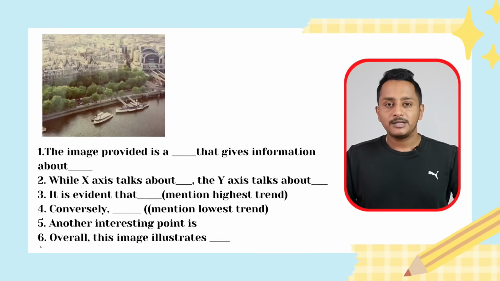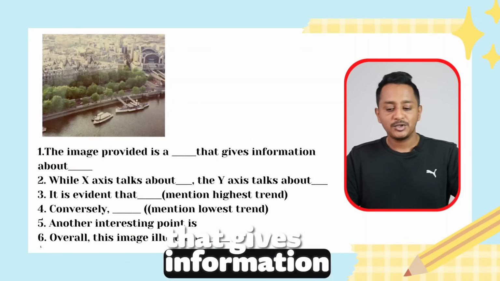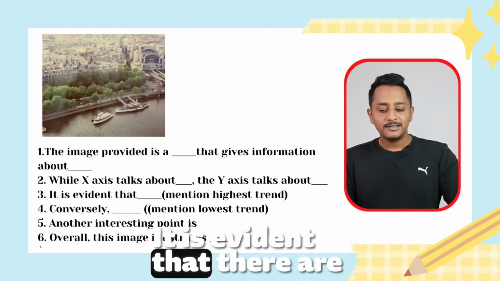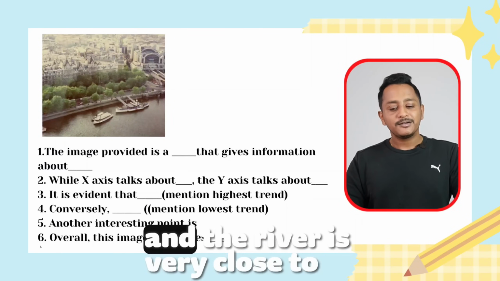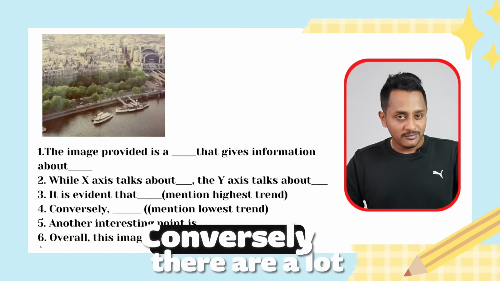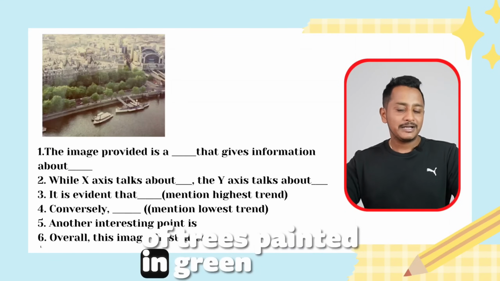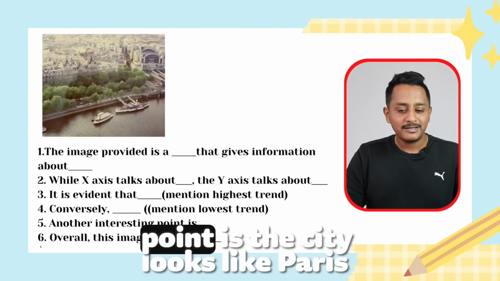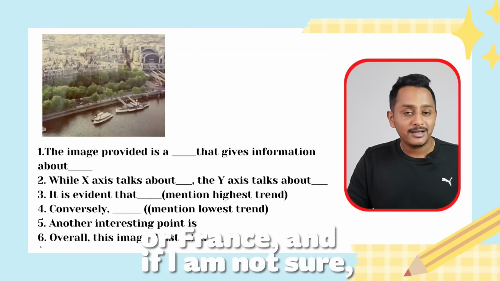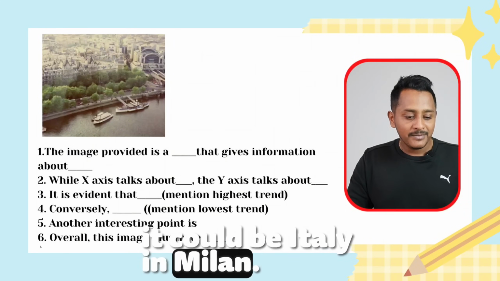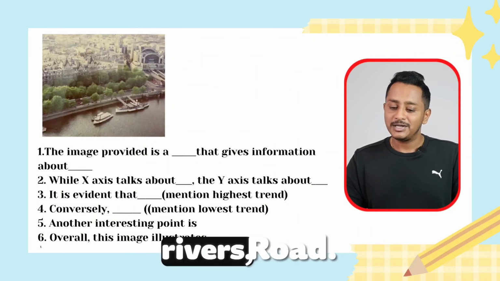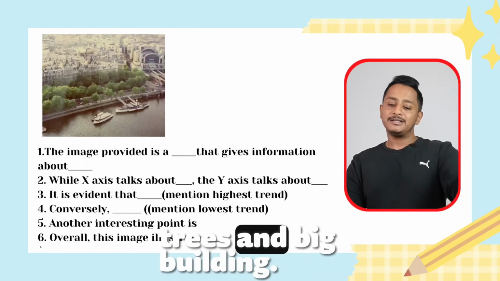Let's start. The image provided is a scenery that gives information about 2 boats, water and a huge building. It is evident that there are 2 boats on the river and the river is very close to the road. Conversely, there are a lot of trees painted in green and next to the trees there are so many buildings. Another interesting point is the city looks like Paris or France, and if I'm not sure, it could be Italy in Milan. Overall, this image illustrates the scenery which has boats, rivers, road, trees and big building.